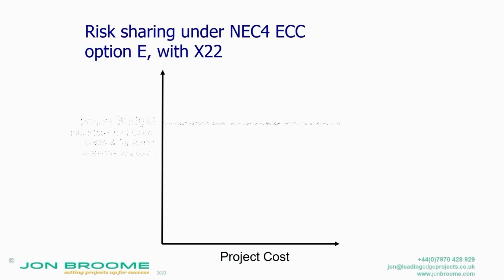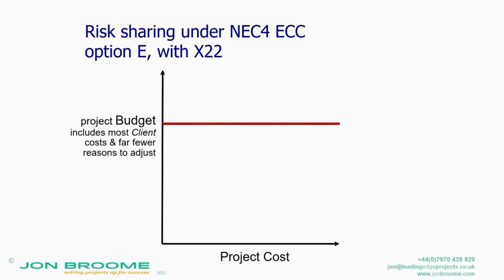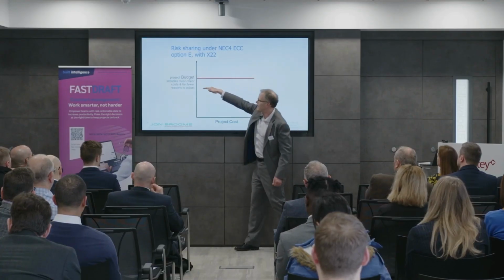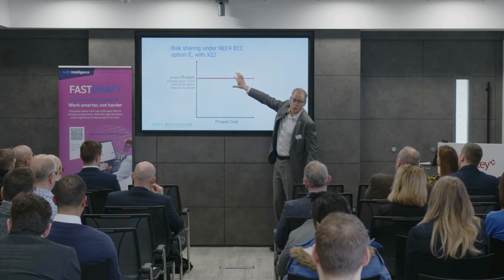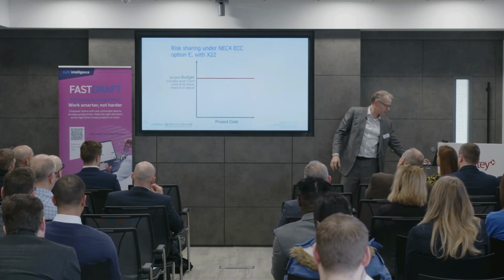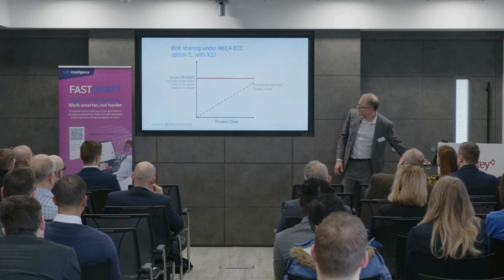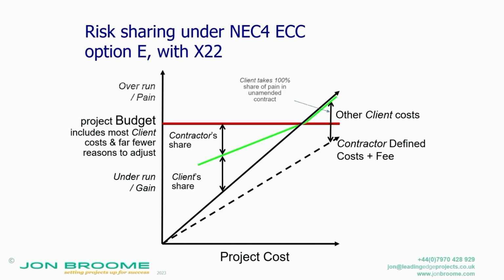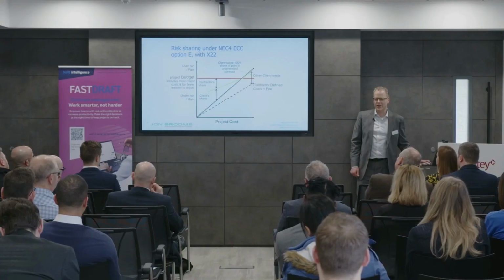So just as an illustration of that, you've got a project budget up at a higher level, whereas say the target price under a type 3 would be here. So this is an allowance for what would otherwise be compensation events. The contractor's reimbursed defined cost plus fee. There might be other client costs as well, land take, things like that in there. You share the savings, but in the unamended form, if that line grows, the client takes all the overrun. Okay, does this sound good, contractors?